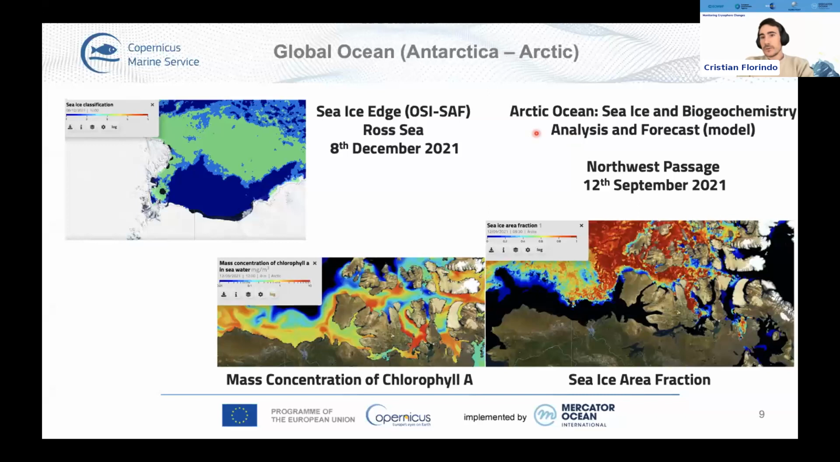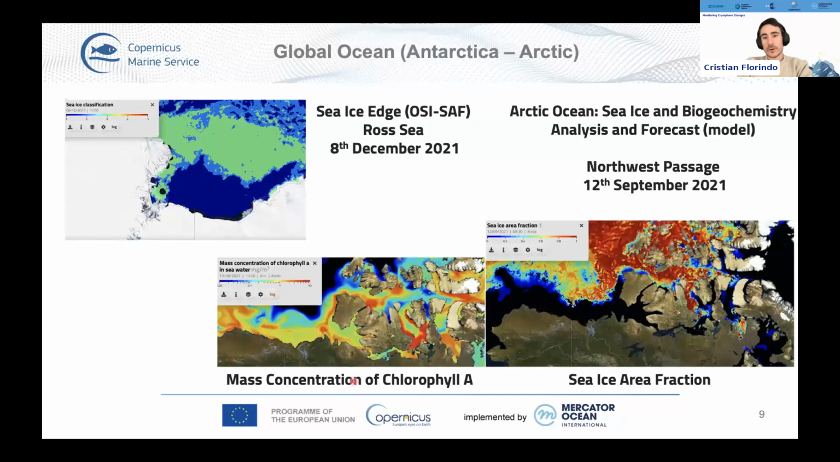On the other hand, we've got the Arctic Ocean sea ice and biochemistry analysis and forecast. This is a model. And what we are seeing here is the sea ice area fraction, so the percentage of the area that is covered with ice. In red, you see areas that are pretty fully covered with ice. And then in dark blue, you see open ocean, and that is sort of the starting of the clearing of the Northwest Passage.